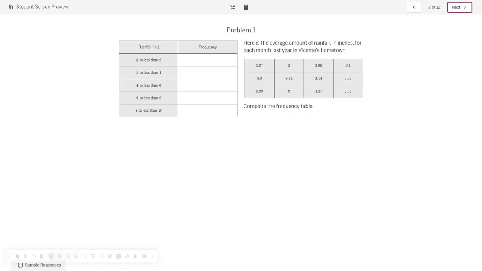So again, I start off by looking at these numbers and I find between 0 and less than 2, I've got one number there. I've got 5 numbers there, 1 there, 2 there, and 3 there. And then double check: 6, 7, 9, 12, and then there's 12 numbers.